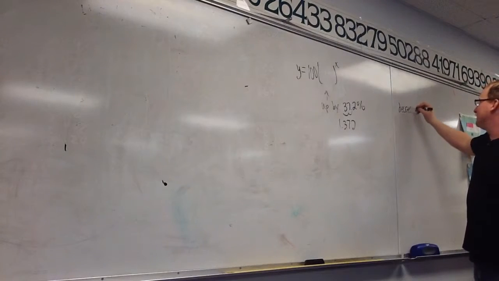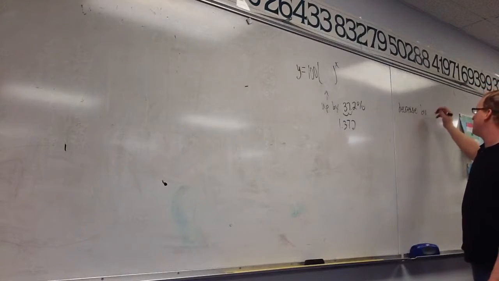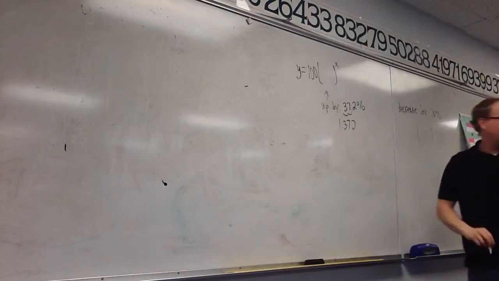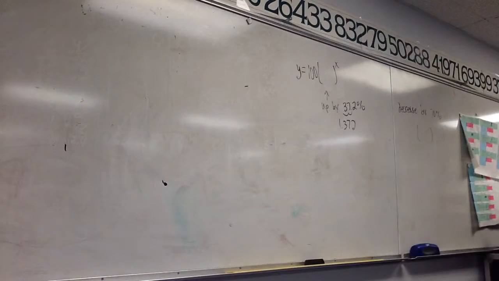What if it's decreased by 70%? What would you multiply by? Point 70? No, 1.70 will make it go up. Oh, decrease, okay. I don't think we did these. No, we didn't. We just did increase, and that's all we're gonna do today. We'll talk about decrease tomorrow.